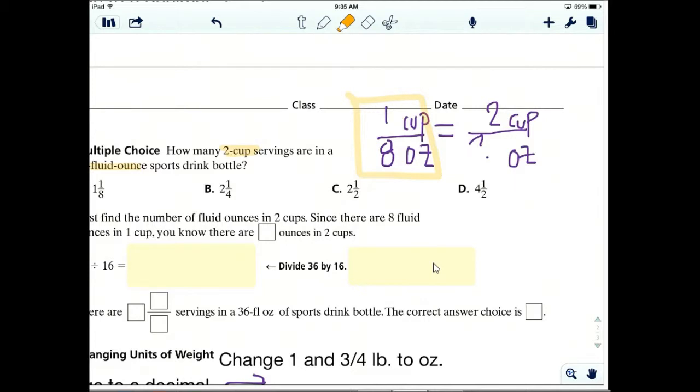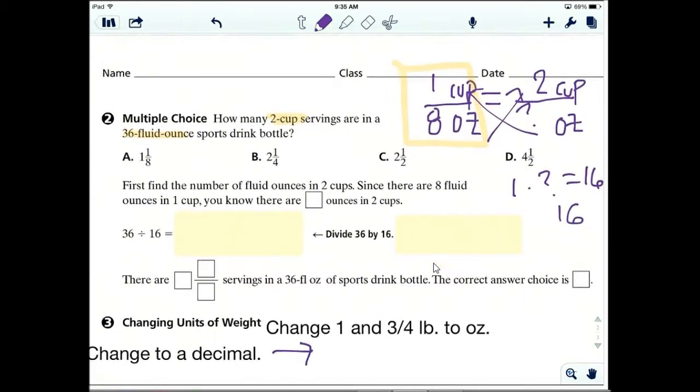So now all I need to do is fill in the rest. I know I have 2 cups, but I don't know how many ounces. So from there, I'm going to go ahead and cross multiply. 1 times something equals 16 ounces. It's just 16. So we just answered this first part. We know that there are 16 ounces in 2 cups.